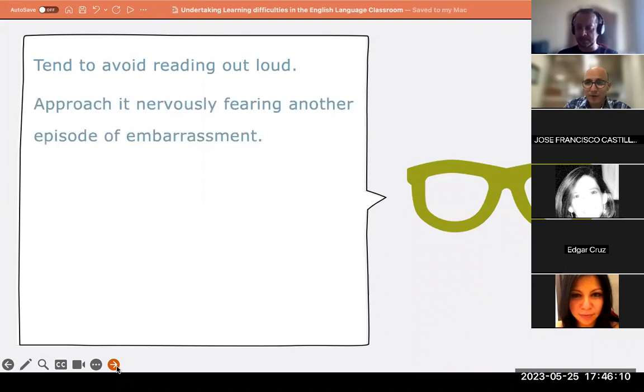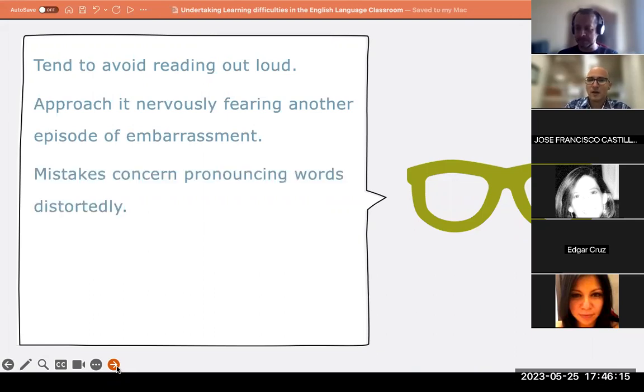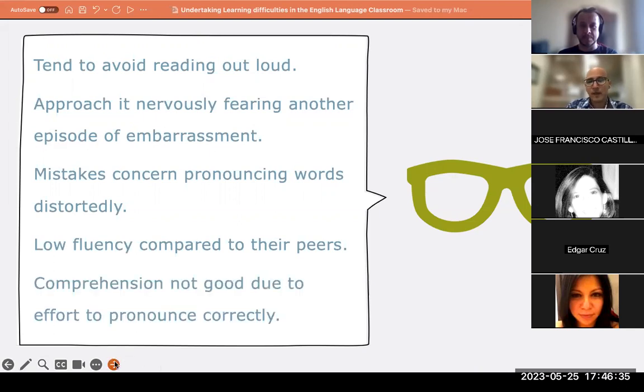They may appear nervous. Okay, they don't want another episode of embarrassment. Some of them realize that their pronunciation is very distorted. It's different. It's unusual. And when they see others looking at them like, what is going on here? They tend to shy away. Okay. The fluency of reading is very low, as we saw with the example in the beginning. And as we saw in the example, the comprehension will not be very good.